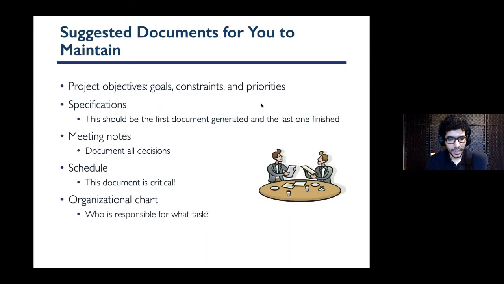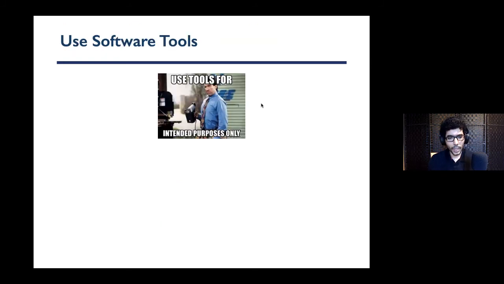What are the documents that you should have, in our opinion? Definitely the specifications of your project. You're doing a software engineering project, have the specifications. Collect notes on each meeting that you have. Definitely have a schedule documented so that everybody's on the same page. Have an organizational chart, who's responsible for what. These are all the important things, and so much more you can absolutely add.